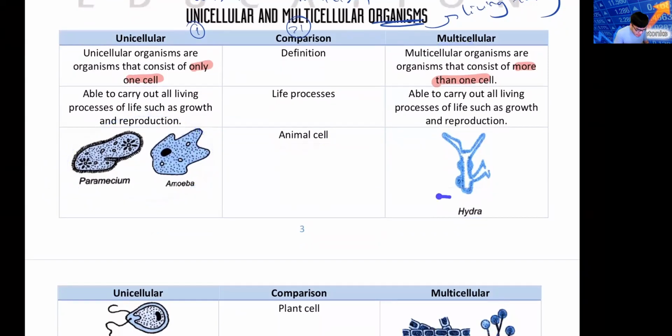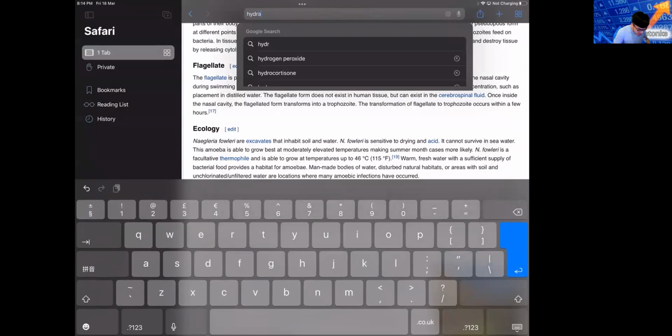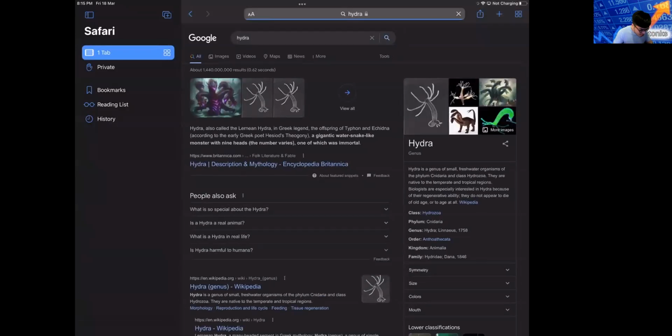There's another example here called Hydra. Yes, these are multicellular, but they are still very small. You are a multicellular organism, and Hydra is a multicellular organism, but the difference is I can see you without a microscope, right? But you cannot see Hydra without a microscope. You can only see them using a microscope. So Hydra are multicellular, but still very small. You can also find this thing in fresh water.